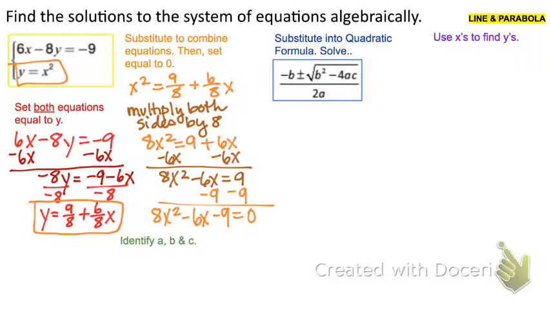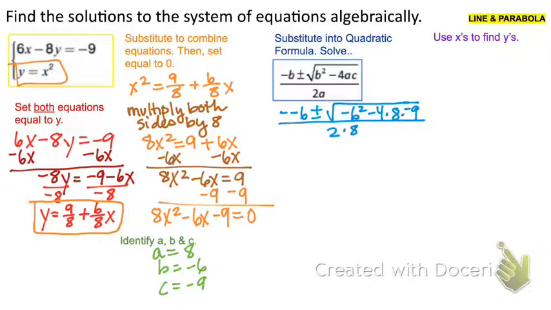When I look at this equation, I realize this is not going to be easy for me to factor. So I'm going to resort to using the quadratic formula. I need to identify what A is, what B is, and what C is. And those are the numbers I'm going to now carefully substitute into this quadratic formula, paying special attention to my negative and minus signs.